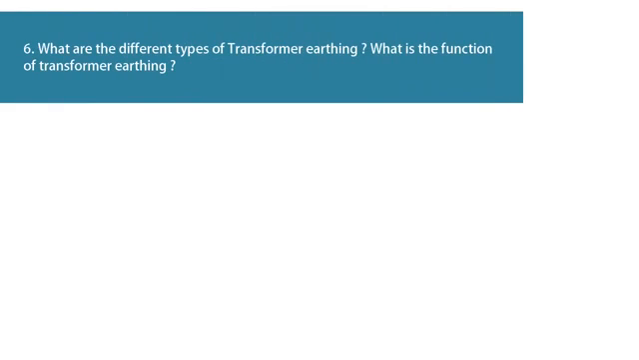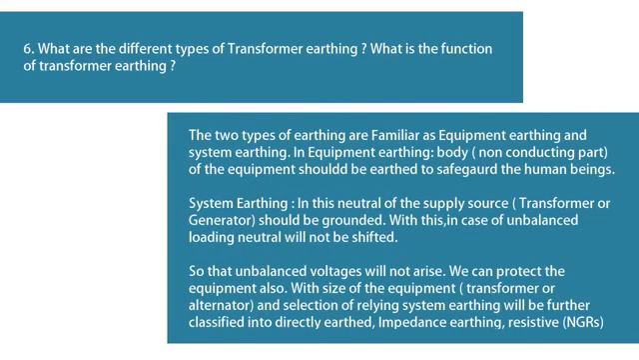6. What are the different types of transformer earthing? What is the function of transformer earthing? The 2 types of earthing are familiar as equipment earthing and system earthing. In equipment earthing, the body, the non-conducting part, of the equipment should be earthed to safeguard human beings. In system earthing, the neutral of the supply source, transformer or generator, should be grounded.